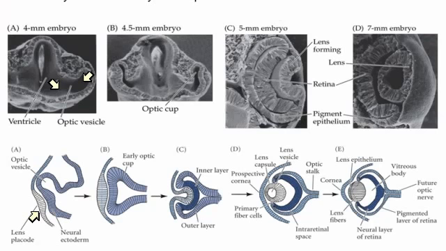As development begins to proceed, as we work to panel B, we see that the optic vesicle begins to invaginate a little bit to form a cup. That's shown schematically down in panels B and C in the cartoon. As the cup begins to fold in on itself, the innermost layer, so now if we work over to panel C of the scanning EM, I just marked it with an arrow.